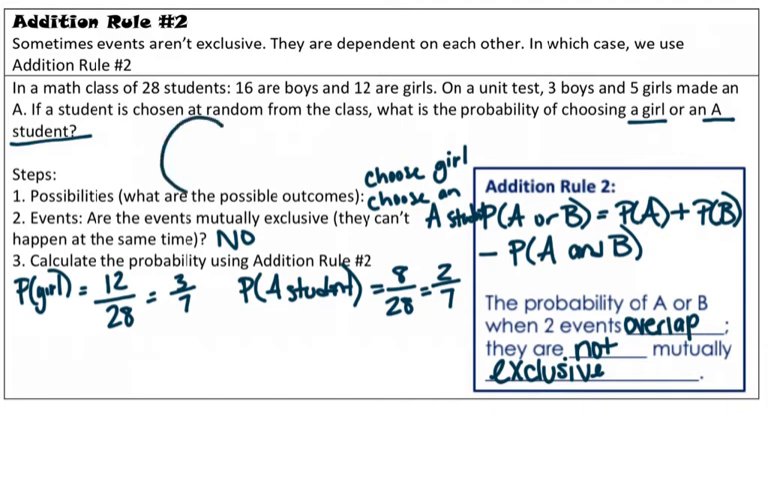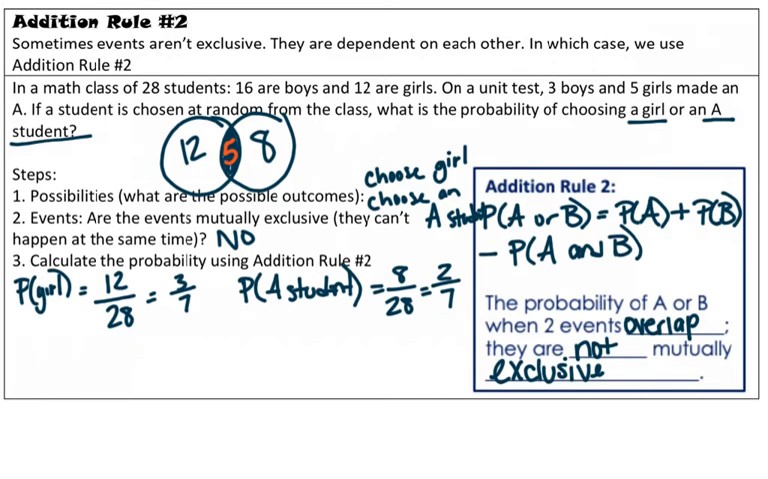So it's like if you did a Venn diagram, here are 12 that are girls. There are 8 that are A students, but you have girls that are A students also, so you're overlapping. So you got to figure out what your overlap is. So if 5 girls made an A, you're counting those twice.